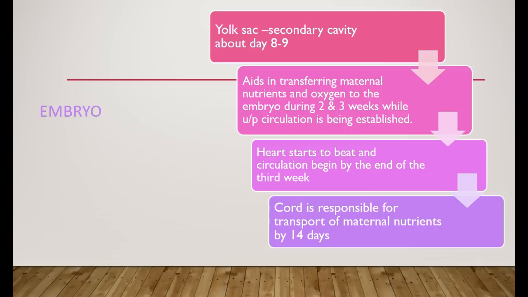We have this embryo. It has a yolk sac. It's a secondary cavity that develops about day 8 or 9. It aids in transferring maternal nutrients and oxygen to the embryo during that first couple weeks of pregnancy until the uteroplacental, the UP, circulation starts to be established. The heart starts to beat and circulation begins by the end of the 3rd week. Now, typically we cannot hear any of that. We cannot hear baby's heart rate that early. The cord is responsible for the transport of the maternal nutrients by about day 14.